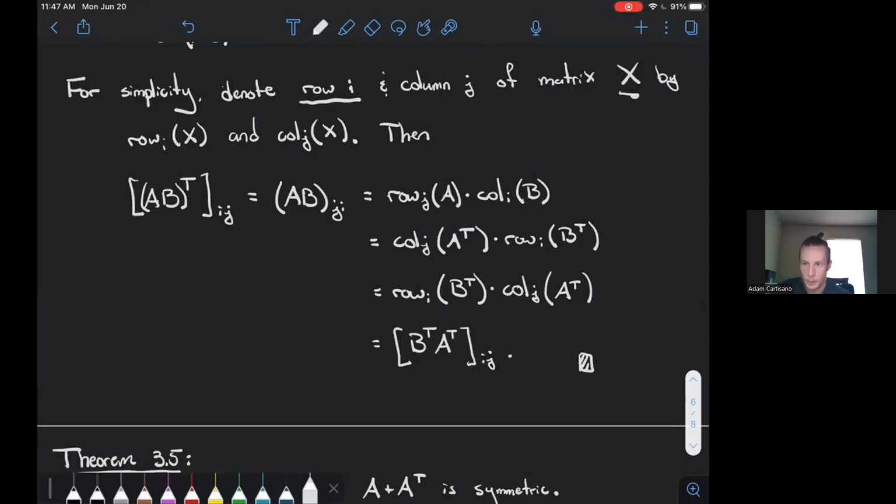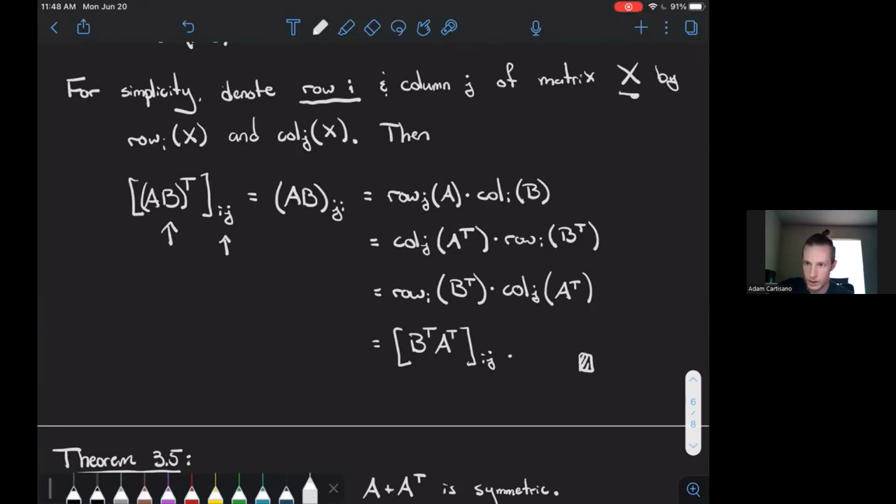So now we ask, what is the ij entry of AB transpose? That is what we're going to do, and we're going to show, is that the same as the ij entry of B transpose A transpose? That's what we want to know, right? So just pick an arbitrary entry inside of AB transpose and figure out what it is.